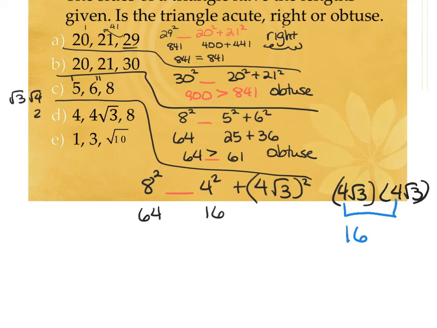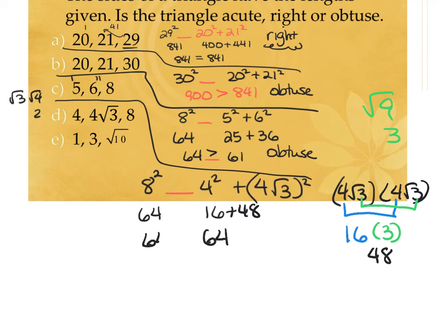And then square root of 3 times square root of 3 gives me 3, because it really turns into the square root of 9, and the square root of 9 is 3. But shortcut, don't bother multiplying the numbers, just make the radical disappear. So then 16 times 3 is 48. So now I'm going to add 16 and 48, and I get 64. So I can see that it's equal to. So this would be a right triangle.